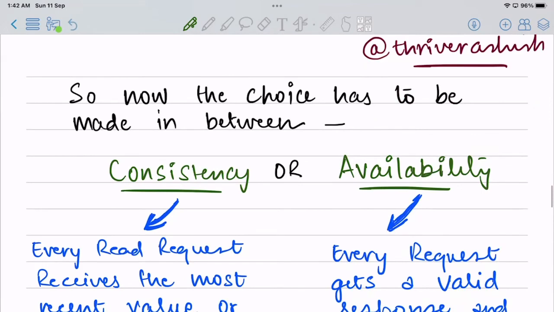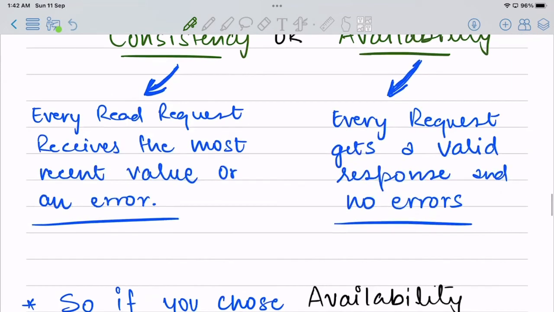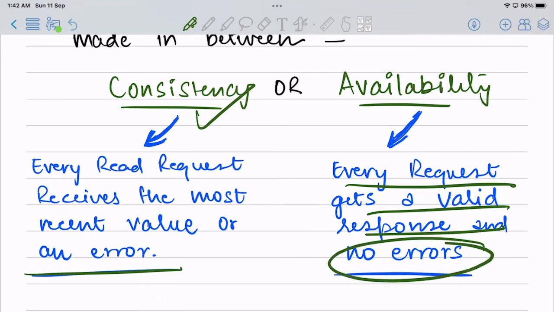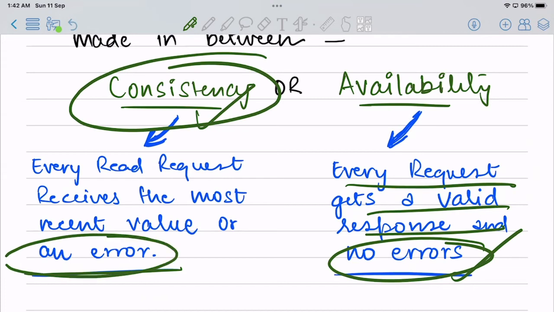So now the choice has to be made between consistency or availability. If you are choosing consistency, every read request receives the most recent value or an error, right? And if you're choosing availability, then every request gets a valid response and no error. Because a highly available system cannot have an error saying I cannot serve your request, and a highly consistent one might have an error, because if there is a network failure, you can't say okay, this is the request I can serve, or this is the right request I can take, something like that.